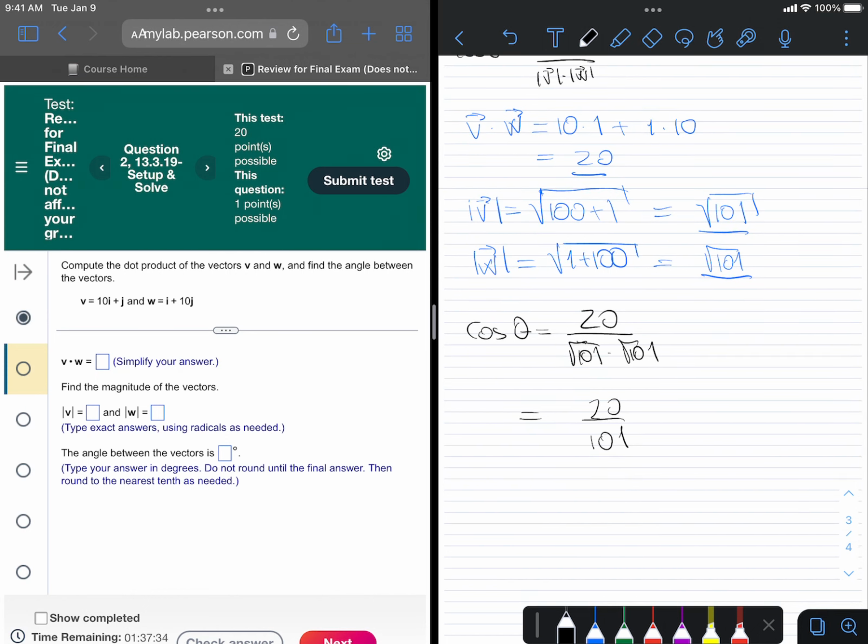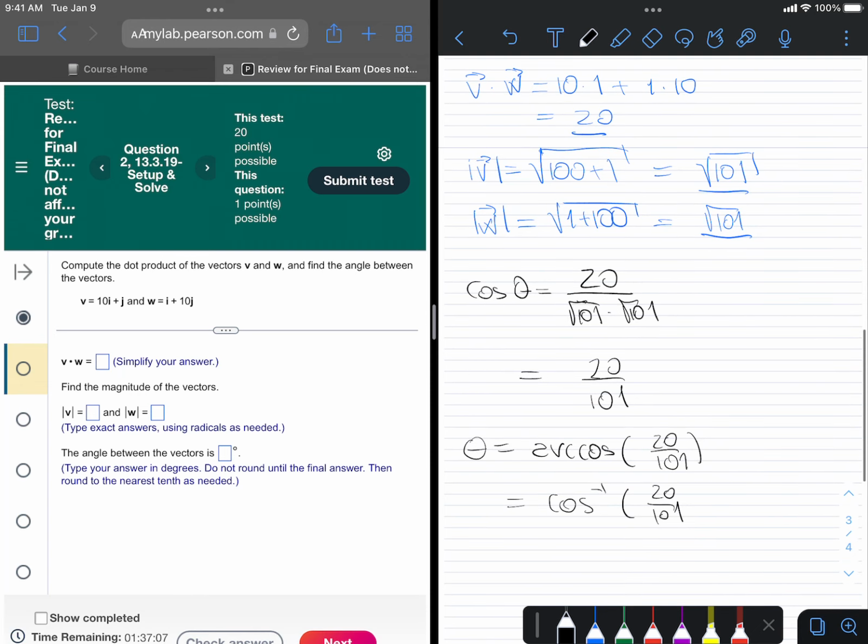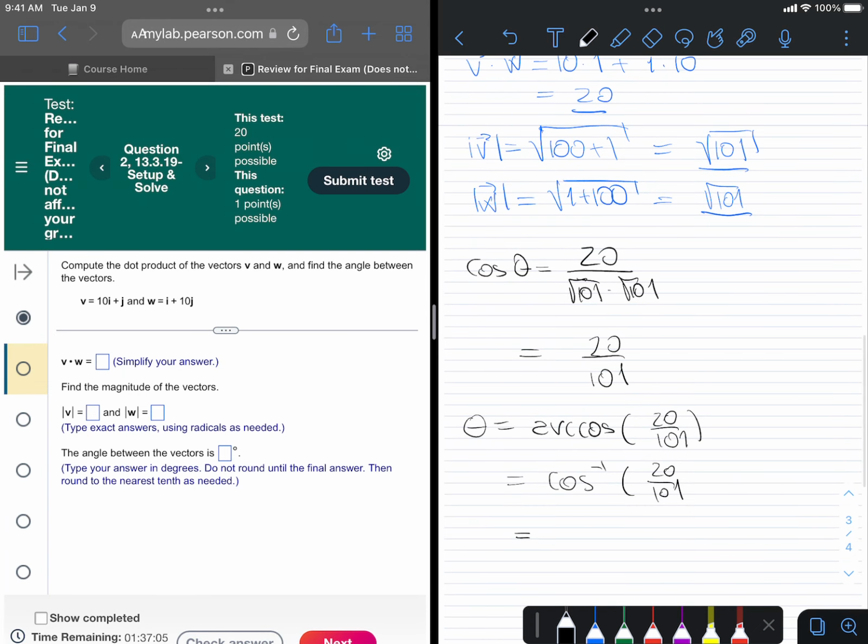So if I use my graphing calculator, a scientific calculator, theta would be the arc cosine, or the cosine inverse, these two are the same thing, of 20 over 101. So we'll see, using my calculator now, 20 divided by 101, that will be in degrees, which is what we were asked to do. We're not rounding until the final answer, and then we're rounding to the nearest tenth. That is 78 degrees, 0.6, so 78.6.